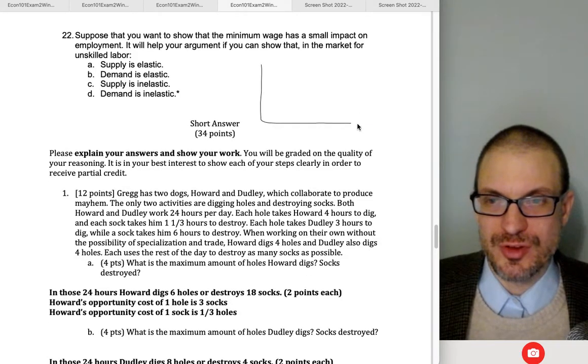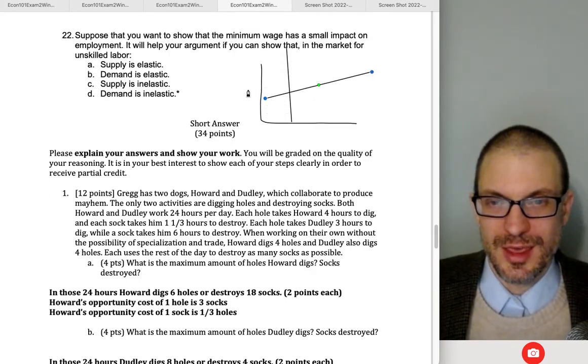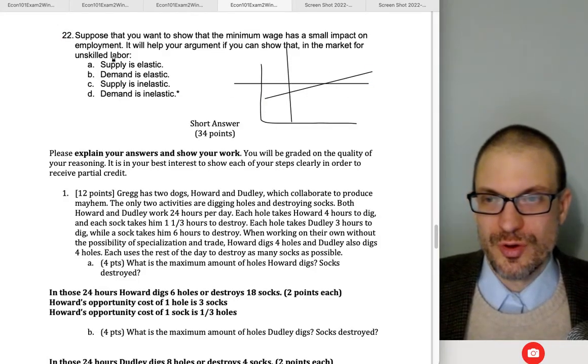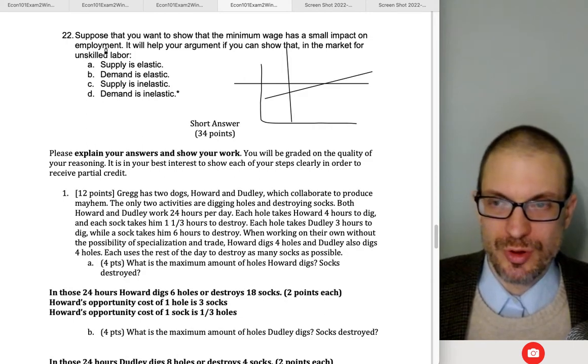It'll help your argument if you can show in the market for unskilled labor, demand is really inelastic. I don't want to draw it quite that inelastic. All right, so I'll draw inelastic demand. I'll draw a pretty elastic supply, and then I'll draw a horizontal line for minimum wage. So employment, we want to help employment. Employment is the number of jobs offered and filled.